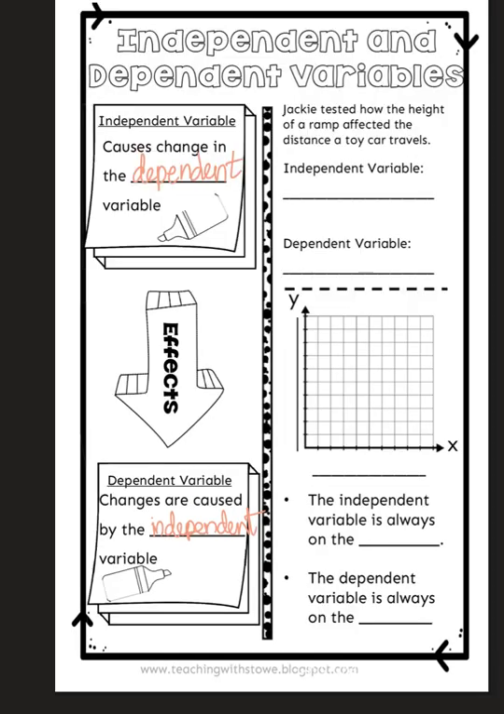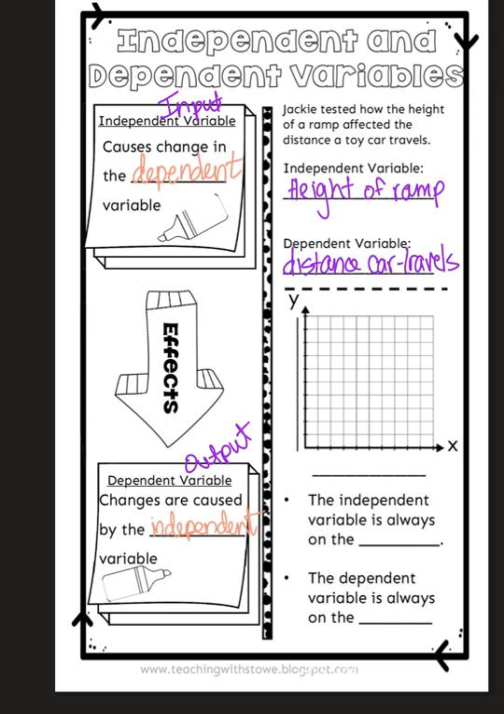We can think of the independent variable as like our input and the dependent variable as our output. So let's talk about an example. Jackie tested how the height of a ramp affects the distance a toy car travels. So the thing that's independent is the height of the ramp. So how far the toy travels depends on how high the ramp is. So the thing that is the dependent variable is the distance the car travels.